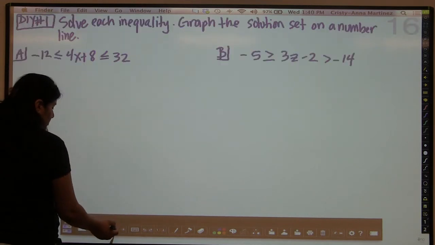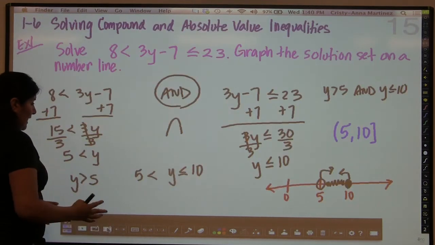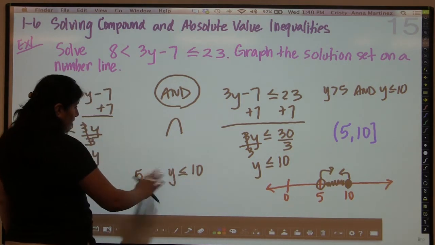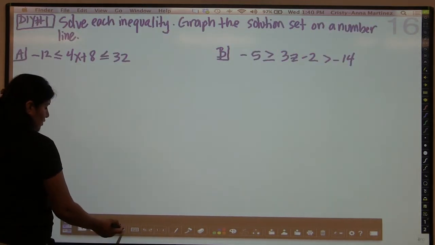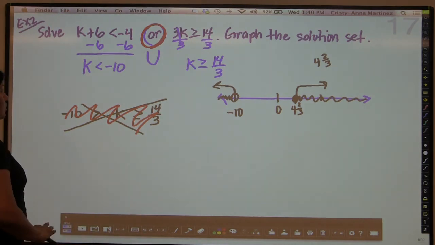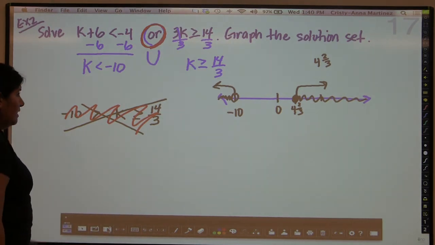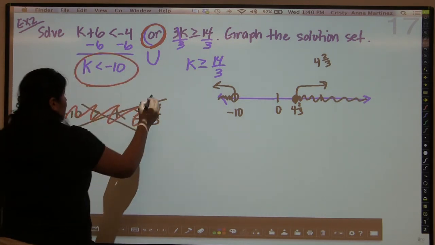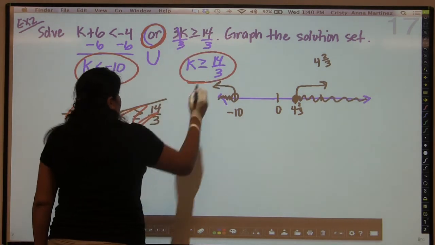So in the case of an or, you never want to write your ors as sandwiches. That is okay to do in the case of an and, because 5 is smaller than 10, the transitive property holds. But in the case of the or, it does not work, it's not true, so you don't want to put it in a sandwich. So you have to leave your answer as k less than negative 10, union k greater than 14/3.